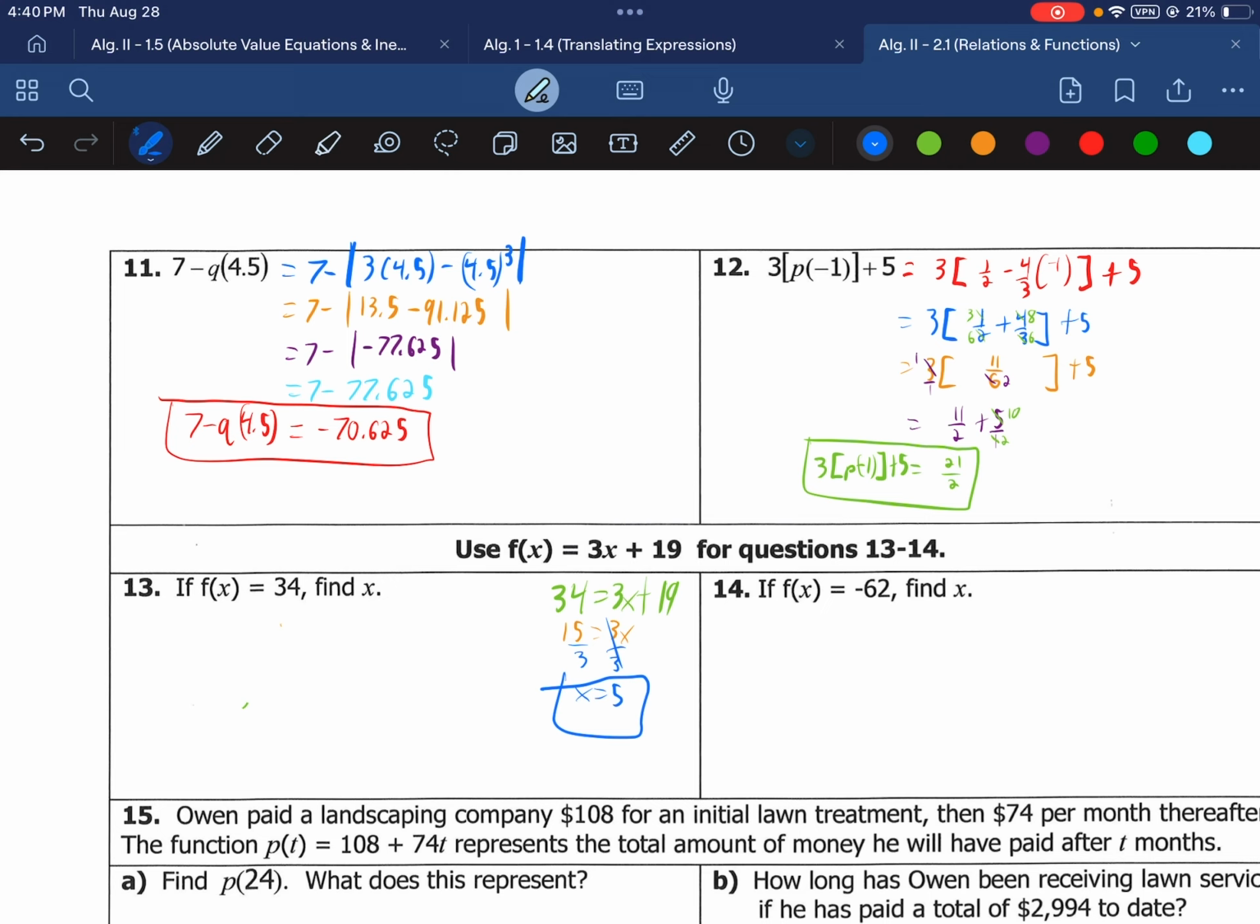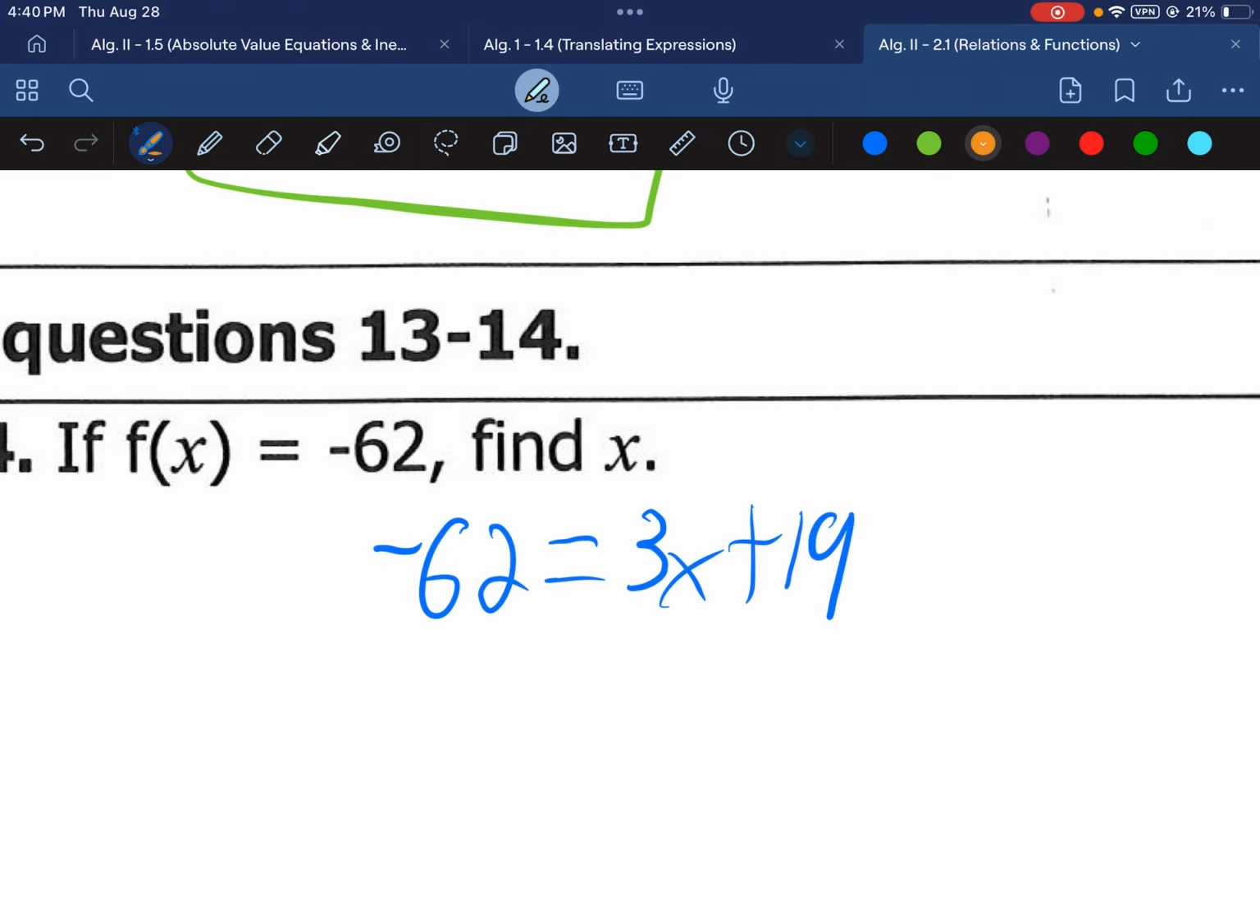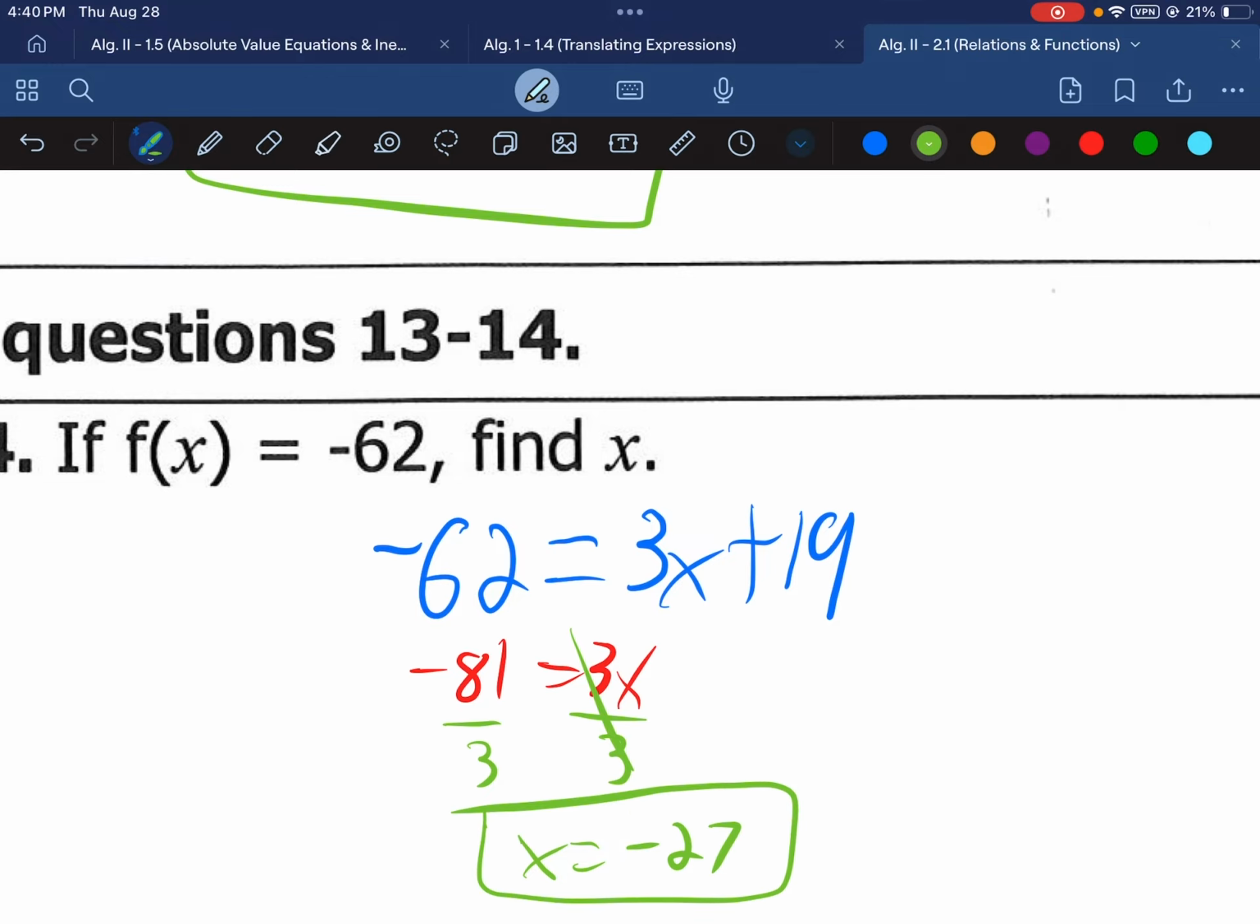Similarly, on number 14, if f of x equals negative 62, we're told that's what came out. What went in, find x. So I take my f of x, and I replace f of x with negative 62, and I write the remainder of that function, 3x plus 19. And now I start solving here. I would do that by subtracting 19 and getting negative 81 equals 3x. Dividing both sides by 3 yields x equals negative 27.